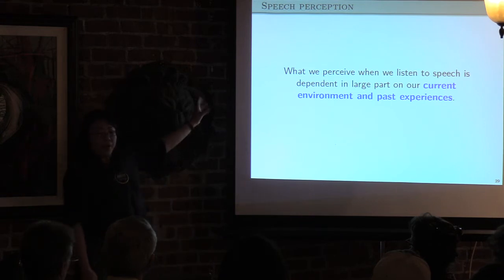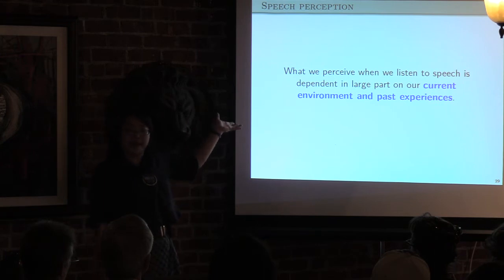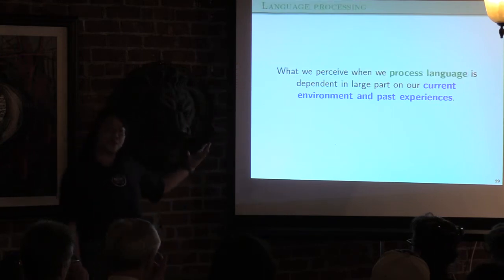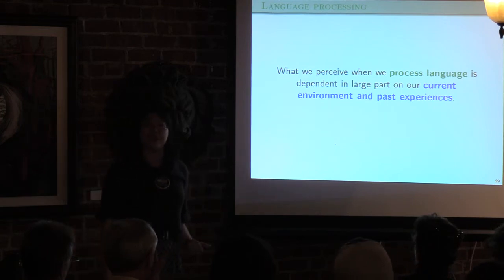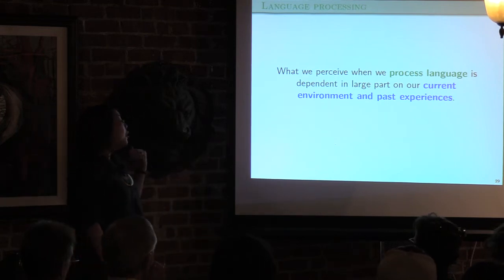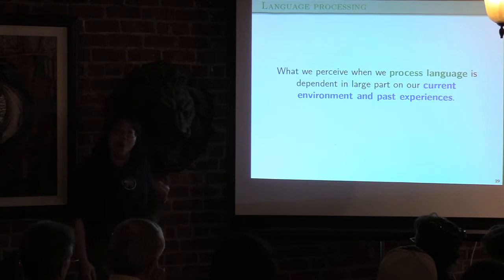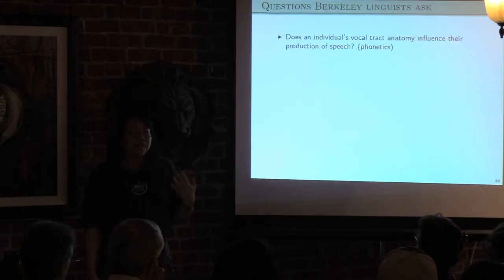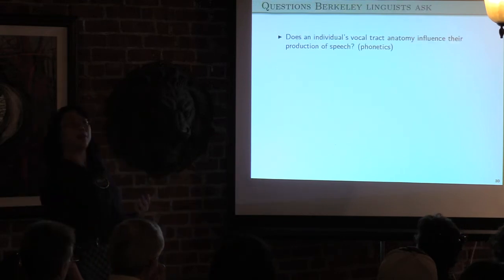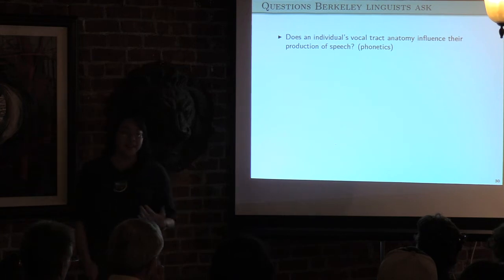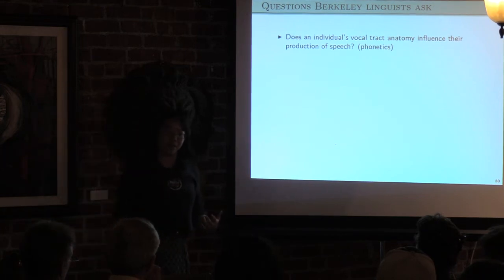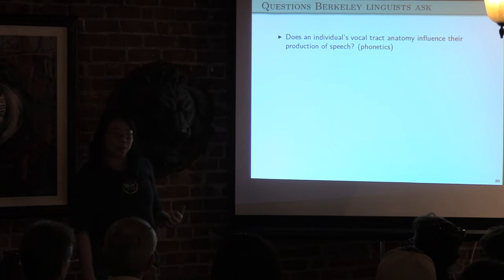So this thing that I put up here before, that how we perceive speech depends on our environment and our experiences, that's not just for speech. That also goes for language in general. So the way that we process sentences, the way that we process meaning, all of that depends on our environment and our experiences, right? And so here are some questions that other linguists have asked recently. I pulled this from the recently published things.